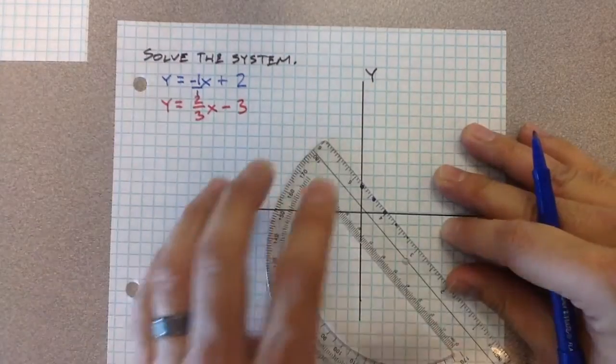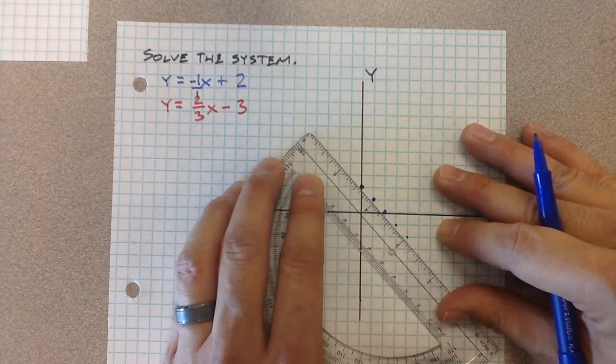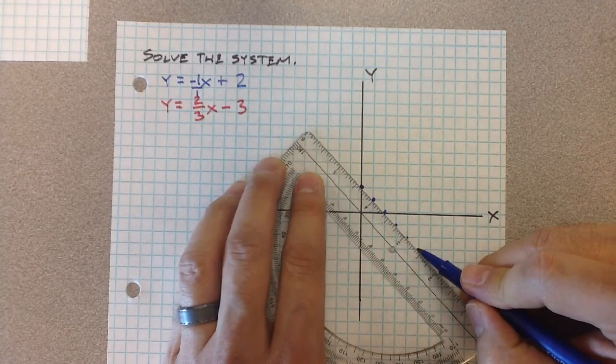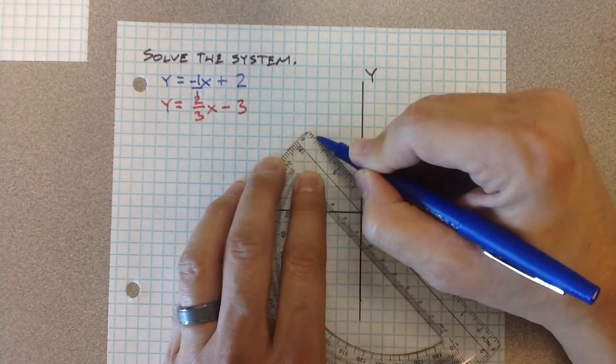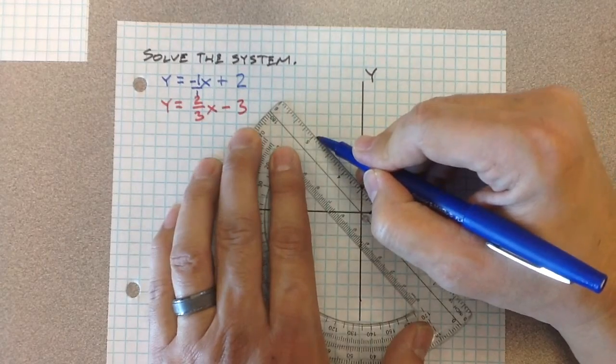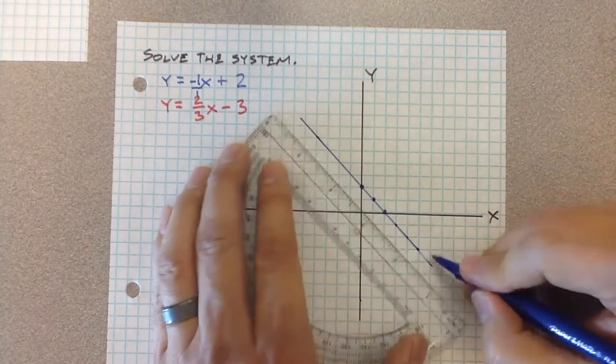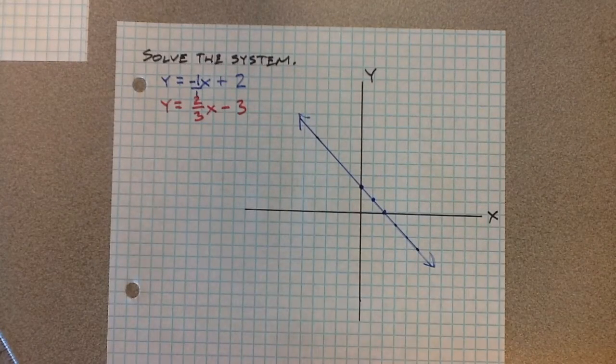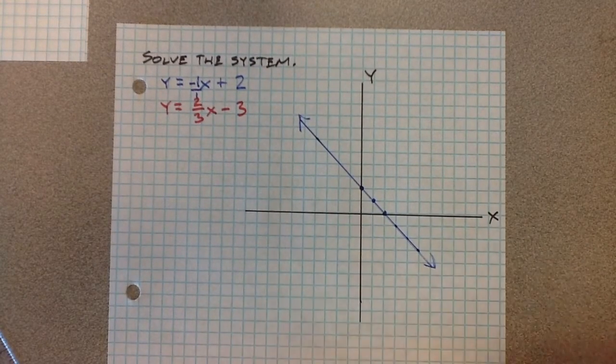And especially with this type of stuff, accuracy is super important. So you want to be as close as you can to exact, because remember, the solution is where these two lines intersect each other. And if you're even a little bit off, you're not going to get the right solution point. All right, so there's the one in blue.